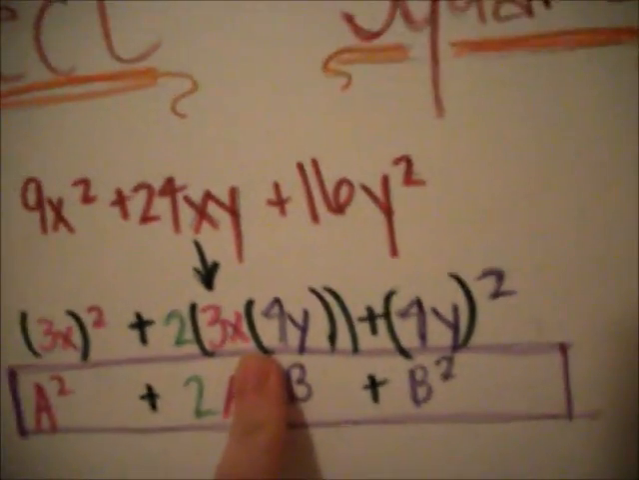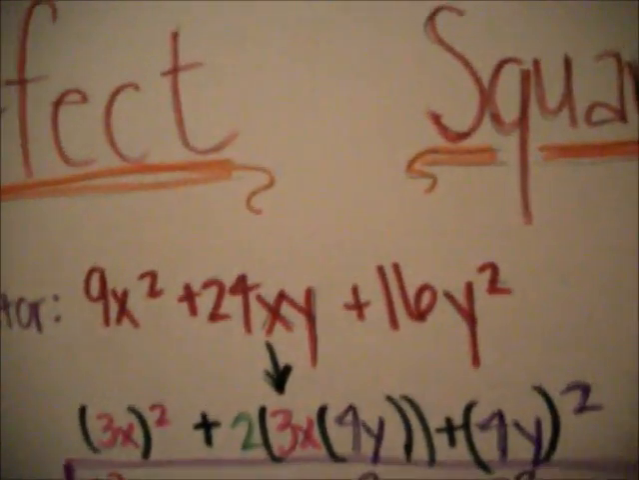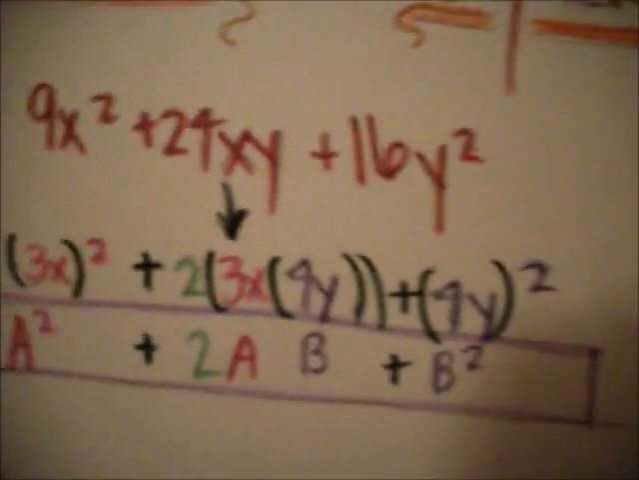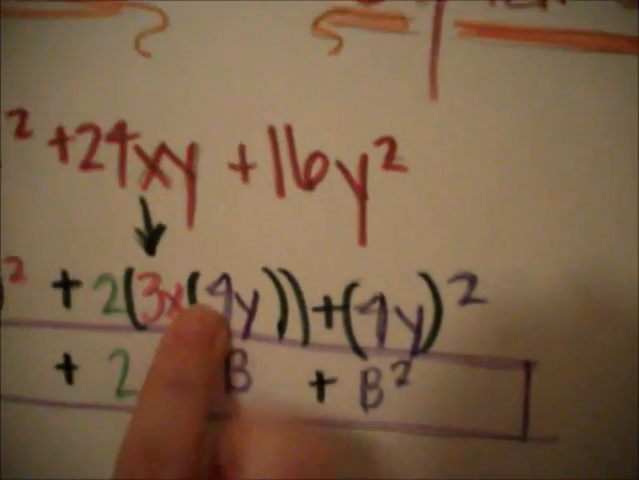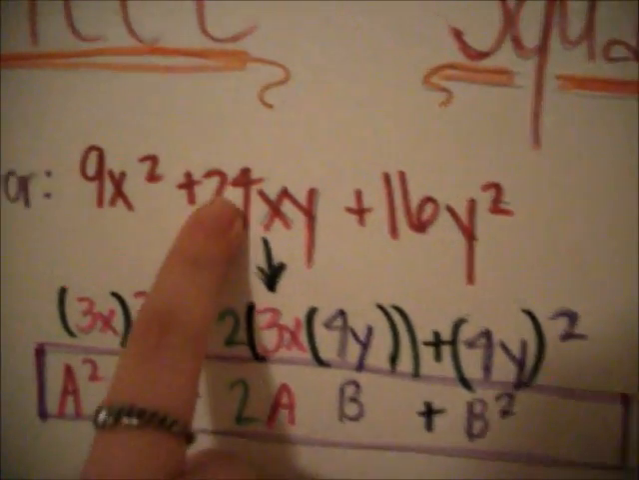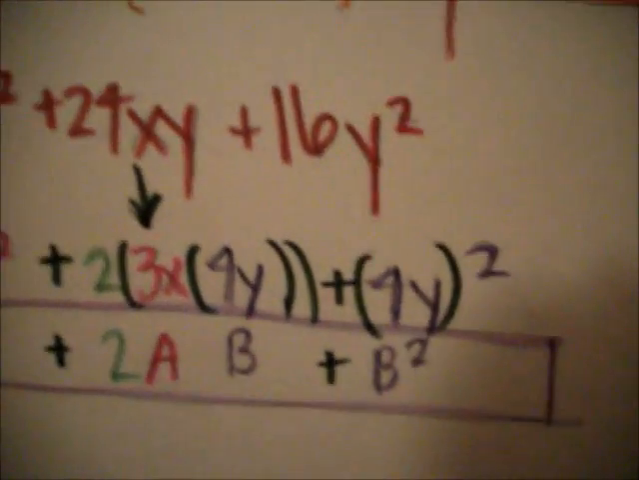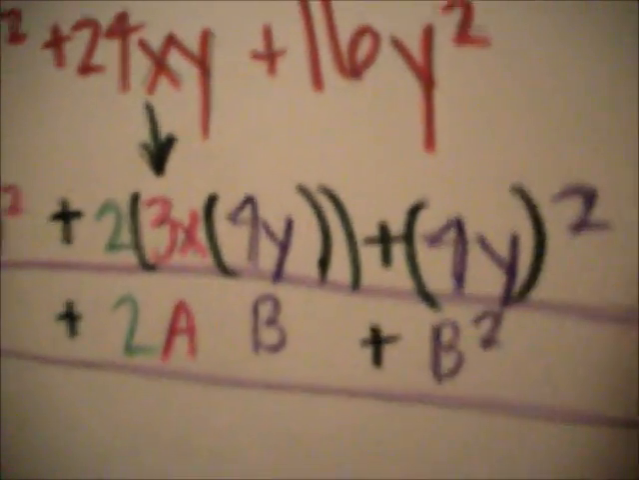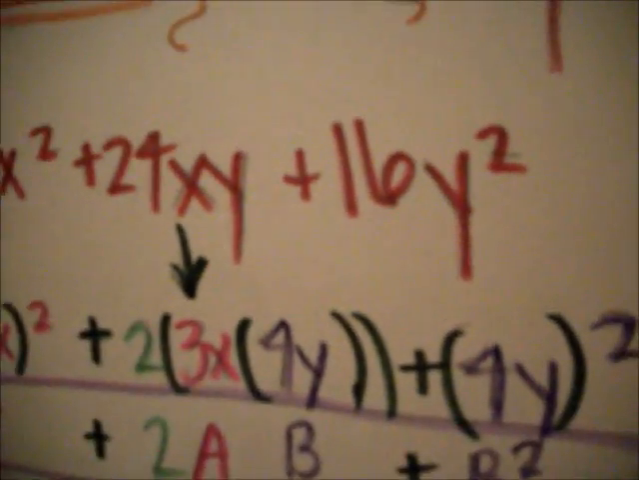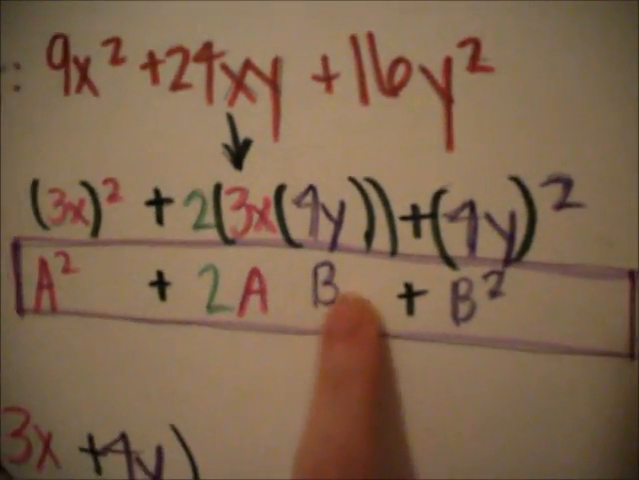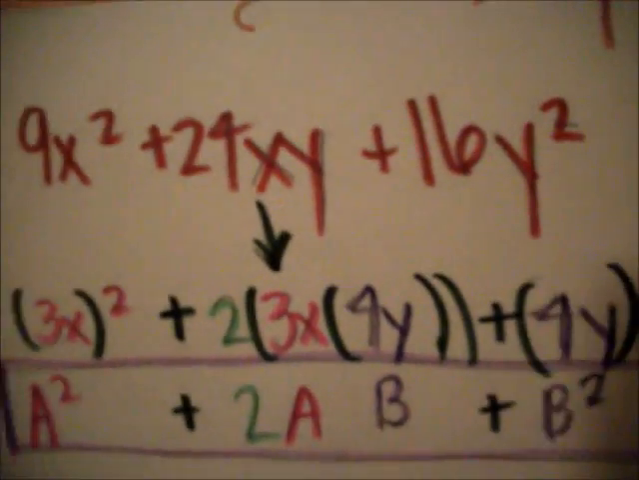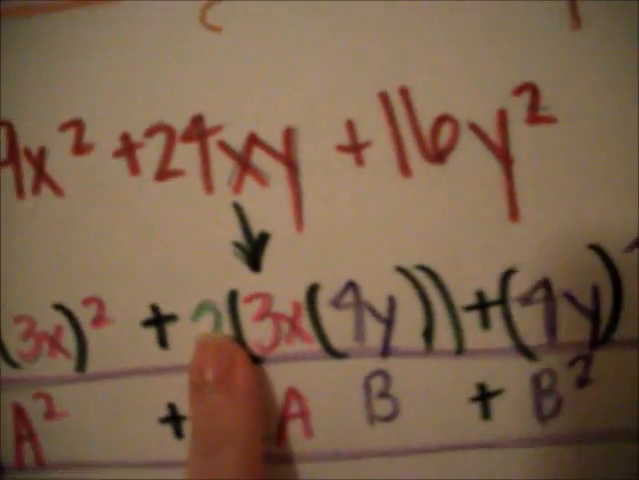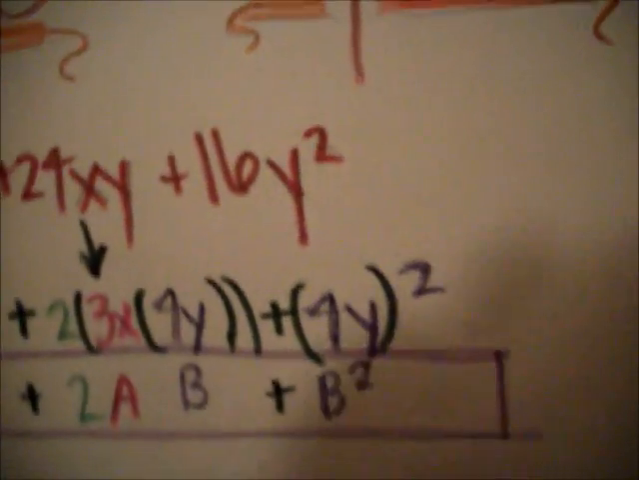Now, with this 24xy, I need to find two numbers multiplied together that would also be multiplied by 2 to equal this. So 3x multiplied by 4y is 12xy. Now, see this equation? You need to put the 2 on the outside of these two numbers. So 12xy multiplied by 2 equals 24xy.